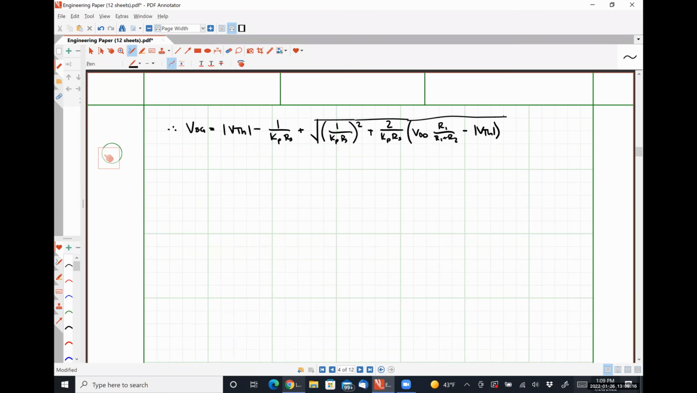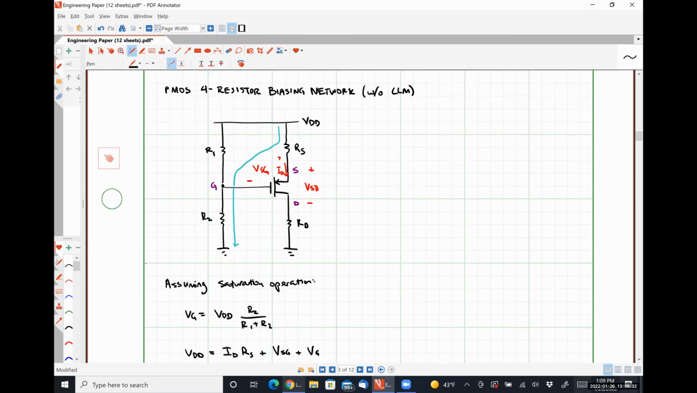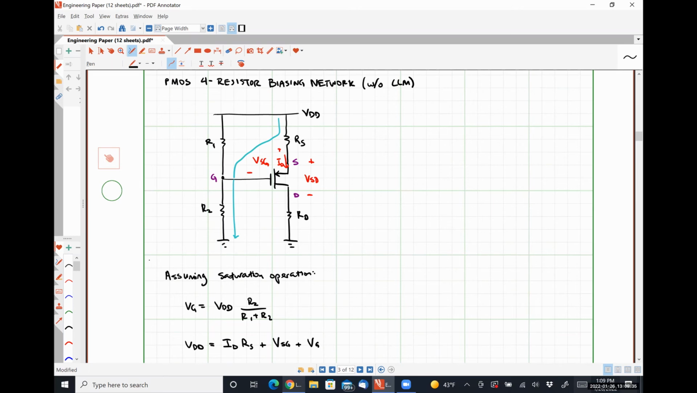From here, we could determine our drain current using our equation, and then we would simply need to compare this to the quantity VSD. So let's look at what VSD is going to be here. It should be fairly straightforward. If we do KVL on the right-hand side, VDD is the voltage drop over resistor RS plus VSD plus the voltage drop over resistor RD, which means VSD is simply VDD minus RS plus RD times our drain current. All right, so KVL on the right-hand side.